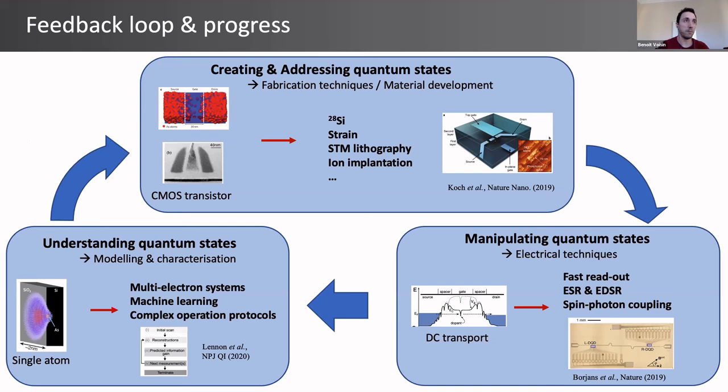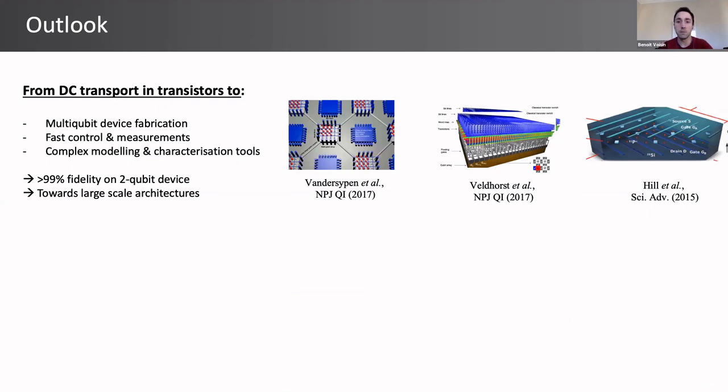So here is a quick summary slide to highlight the fact that the loop can start from very simple devices, and by going through the loop over and over, we are getting to very exciting multi-qubit devices that are giving better and better performance and are also more and more reproducible. So that's very nice. And I'm coming to the conclusion.